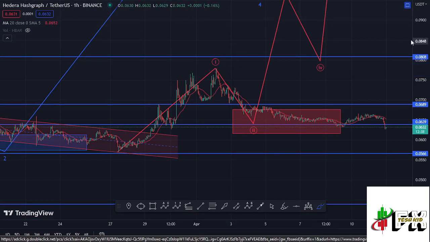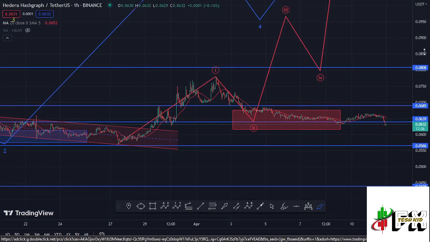$0.0779 mark. And now my primary scenario is that whatever we are seeing here on the Hbar chart is the start of an impulsive wave in the formation of these higher Elliott wave count 3 to the upper side.